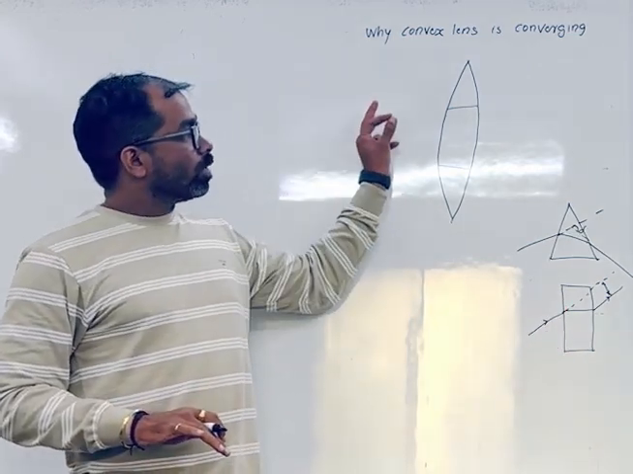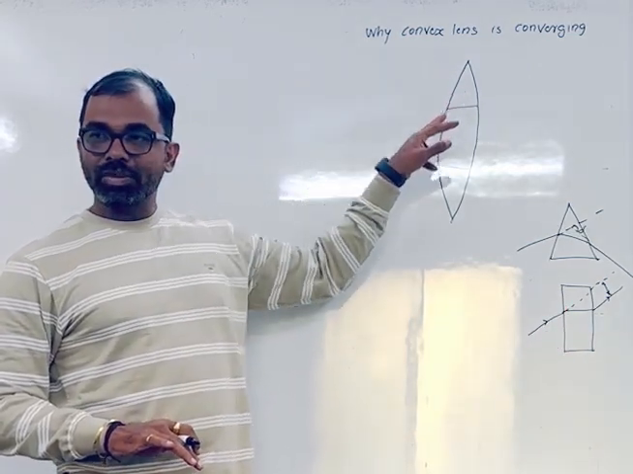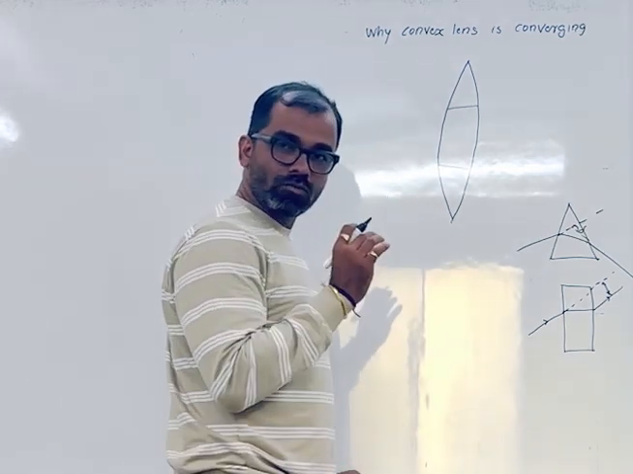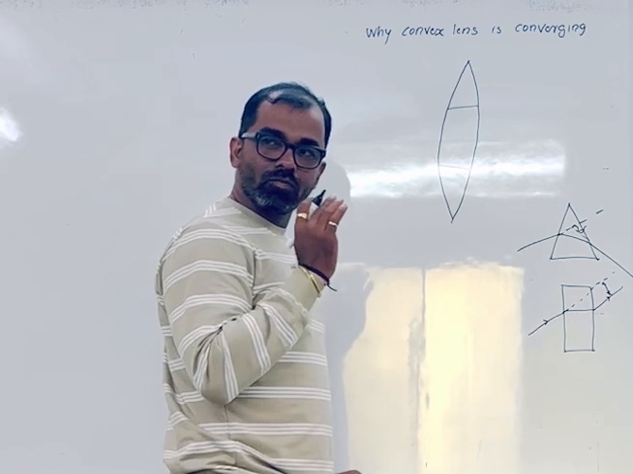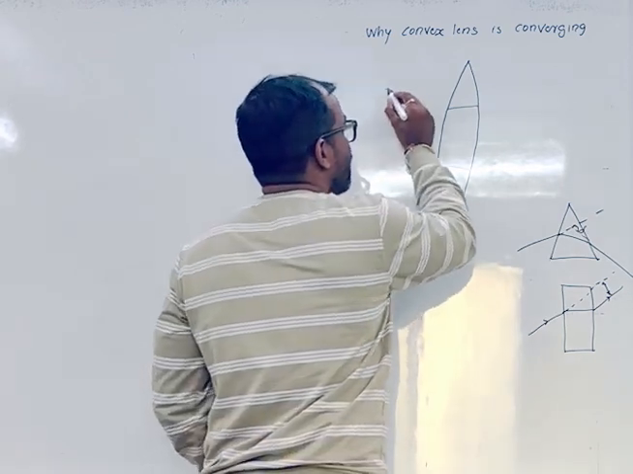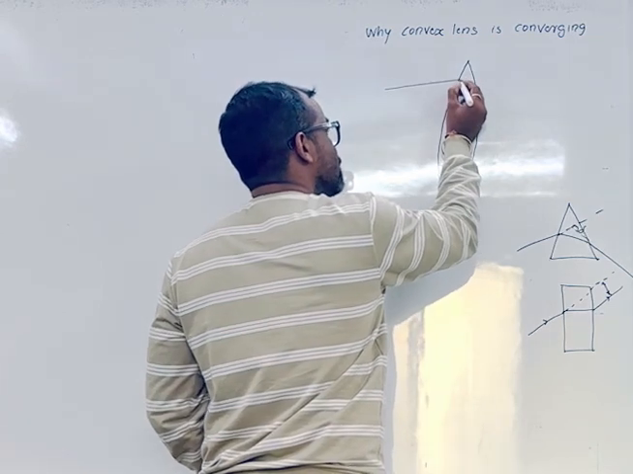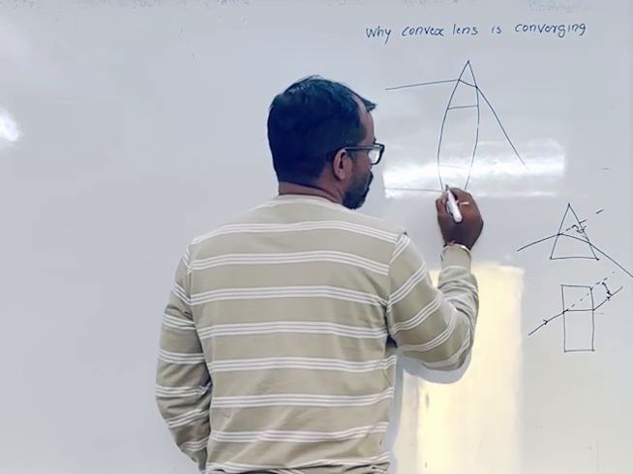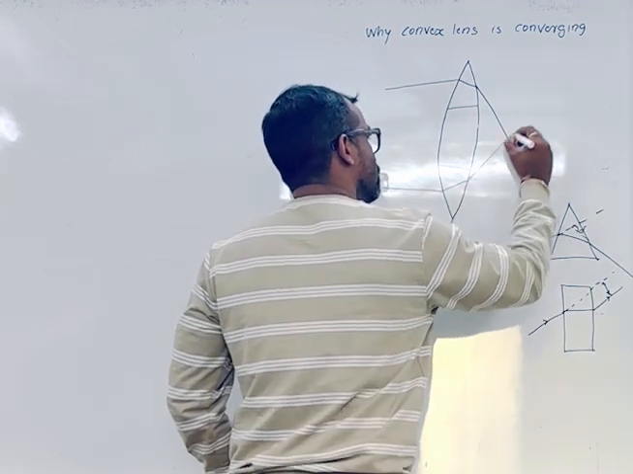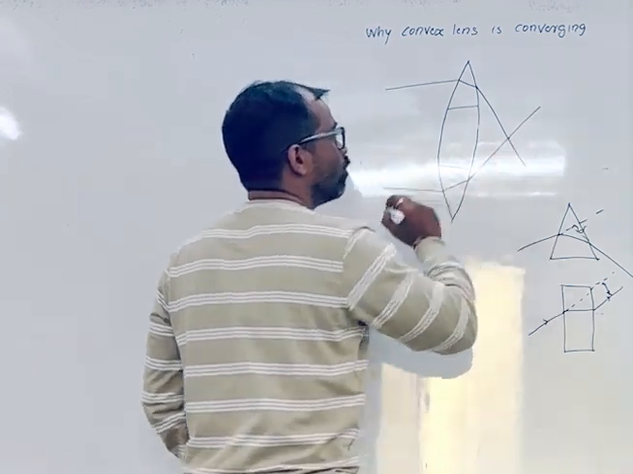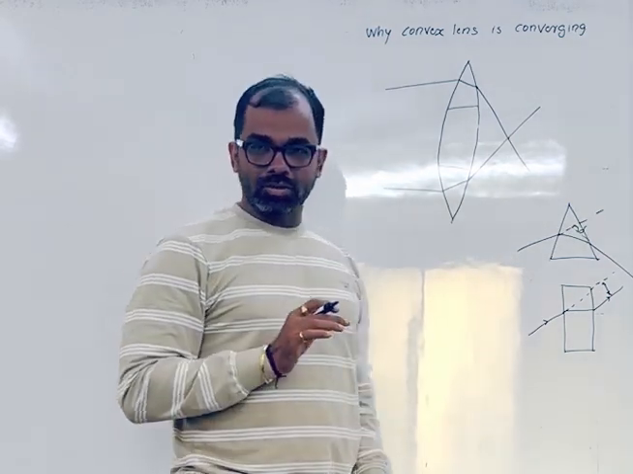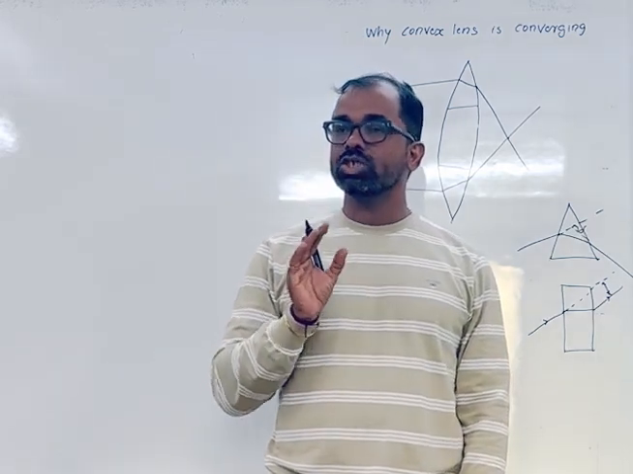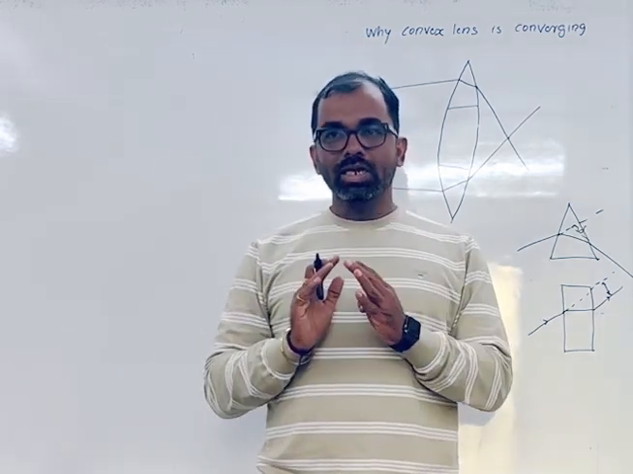Okay, so here there are two prisms having their bases facing toward each other. So convex lens consists of two prisms having their bases facing toward each other. Now when I am passing ray of light, it will bend towards the base. Here also ray of light will bend towards the base. That's why ray of light will converge to a point. Okay. So why convex lens is converging? Because convex lens consists of two prisms and one glass slab.